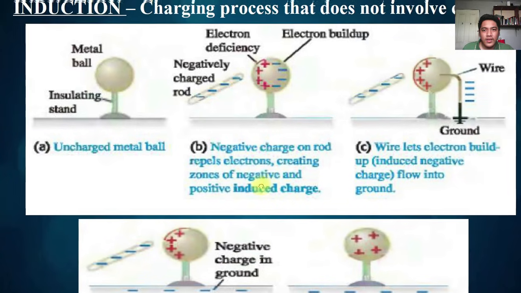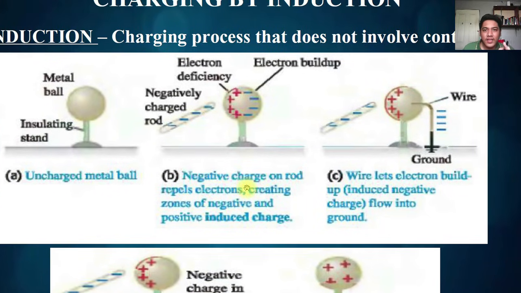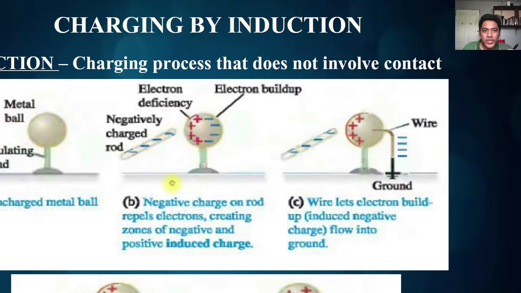The concept here is that it does not involve contact. The two objects that are charged, or that we want to charge each other, are not involved in contact. The negatively charged rod does not touch the metal ball, and we have done that by charging by induction.